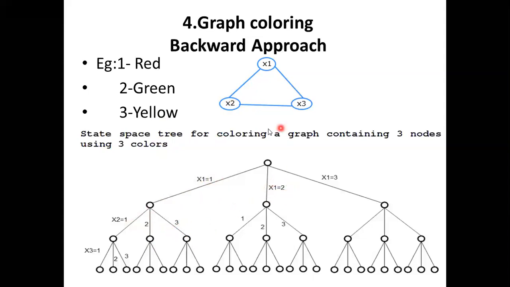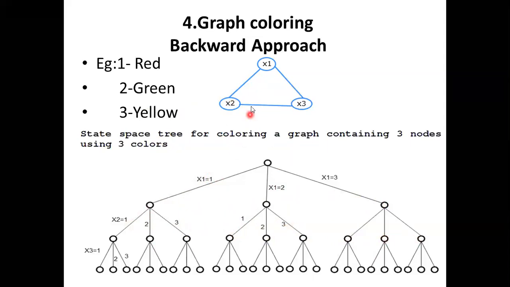Now x1 is green, then again x2 I can make red, green, yellow. That is what this is showing. If x1 is yellow, then x2 I can draw as red, green, and yellow. Here also, if you want, you can write x2 is equal to 1, x2 is equal to 2, x2 is equal to 3.